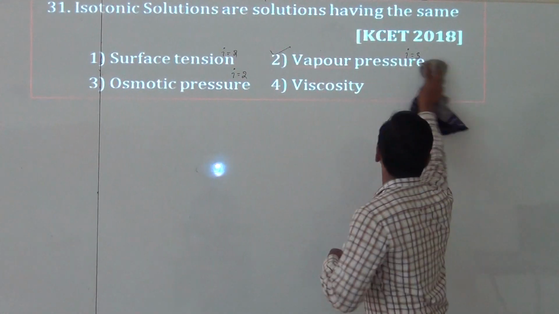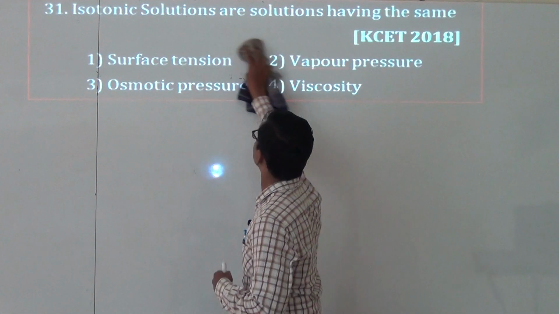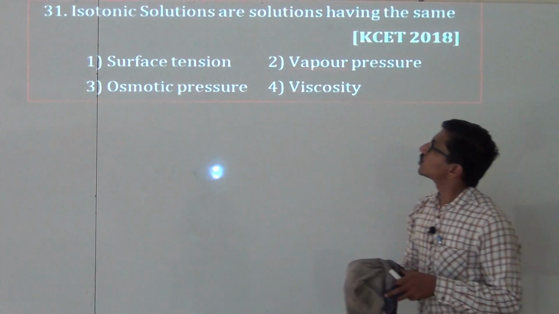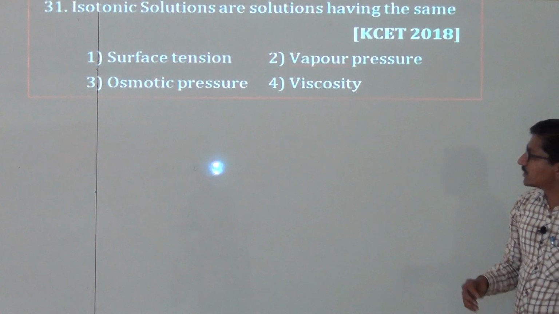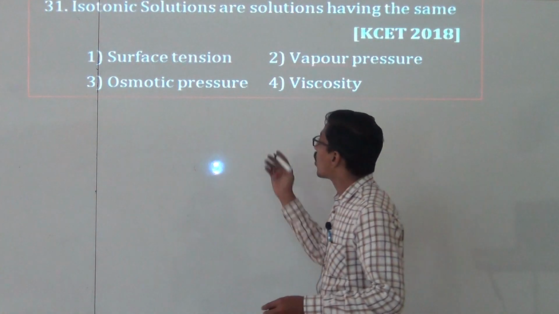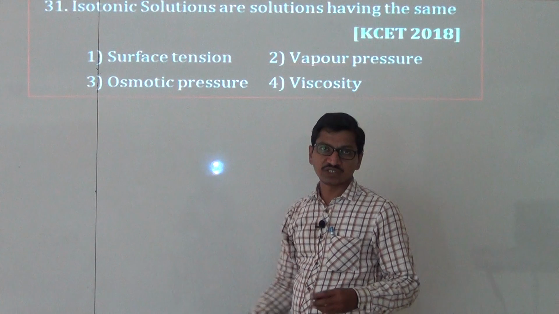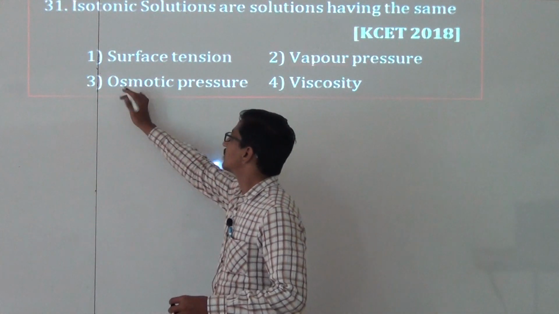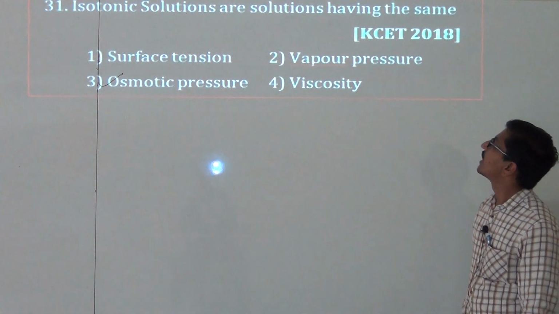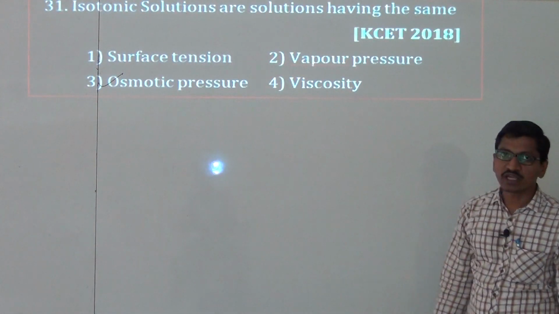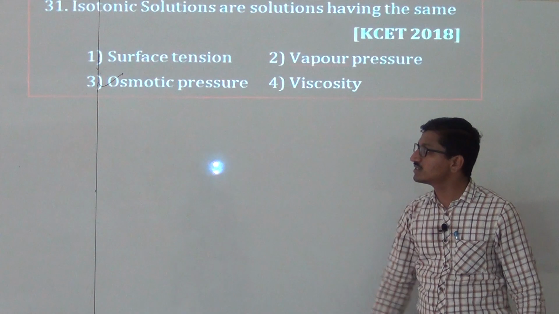Next question is, isotonic solutions are solutions having the same... Isotonic means same osmotic pressure, or same concentration, or same number of particles. The third option is the correct one. Isotonic solutions have the same osmotic pressure, and the correct option is the third one.